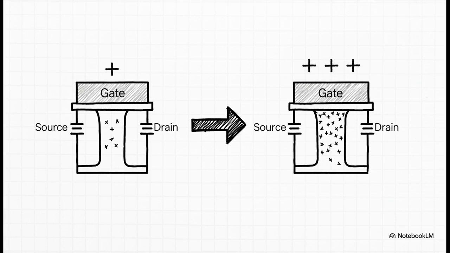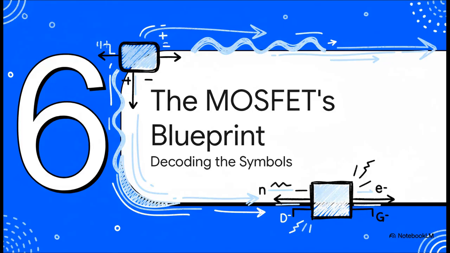If we increase the positive voltage on the gate, we pull even more electrons into that channel. This makes the channel wider, deeper, and just generally more conductive. And that allows a higher maximum current to flow before it saturates. It's just like turning the faucet handle even further to get a more powerful stream of water. This relationship, the fact that the voltage on the gate controls the current from source to drain, is the whole secret. It's the key to everything. So now that we get the physics, let's take a quick look at how engineers draw this amazing device.